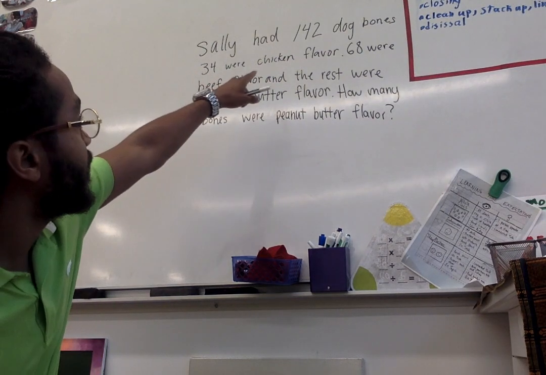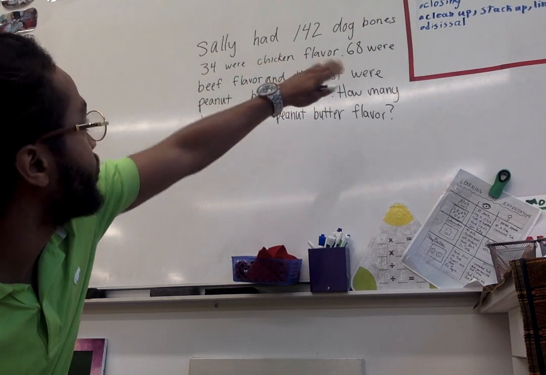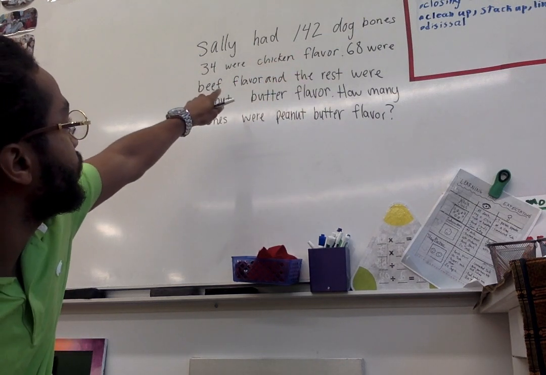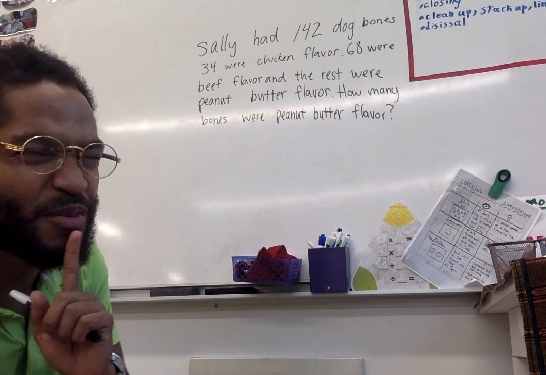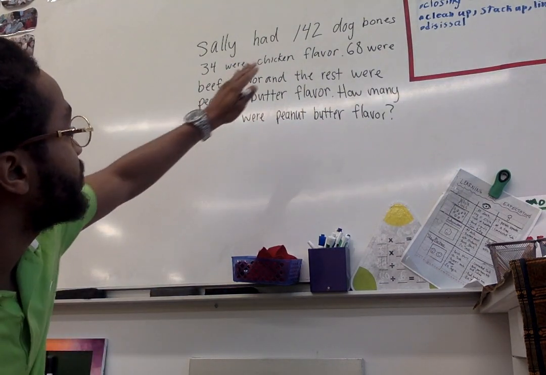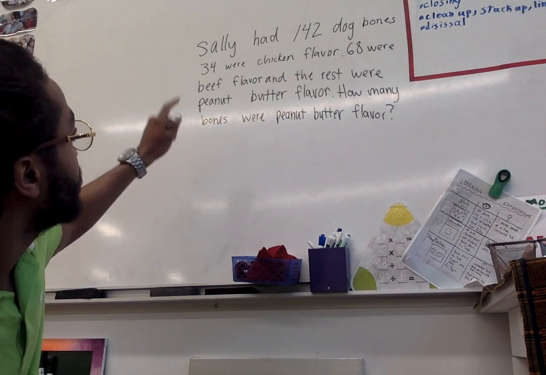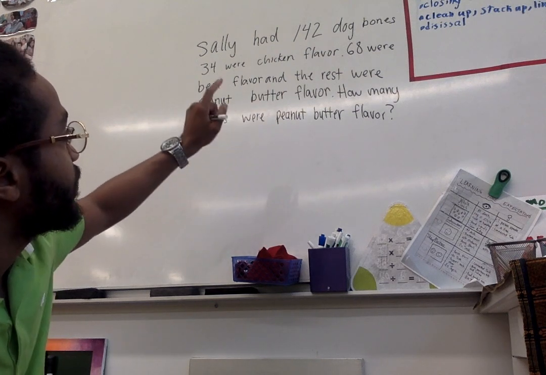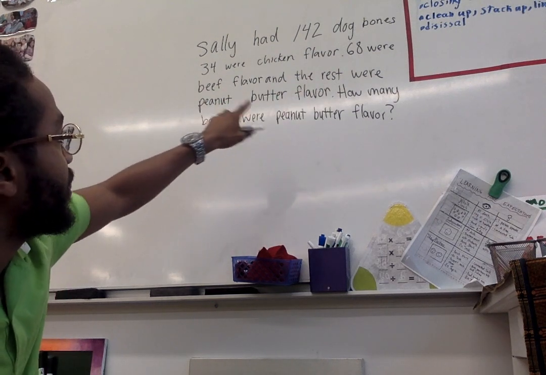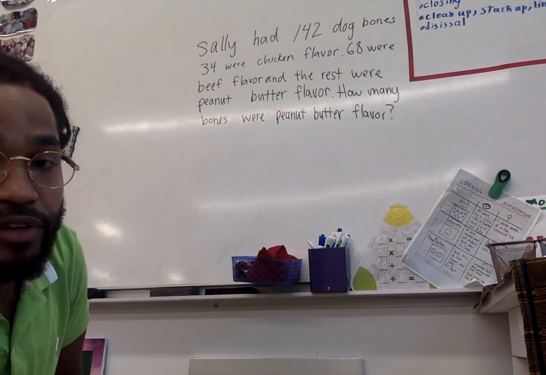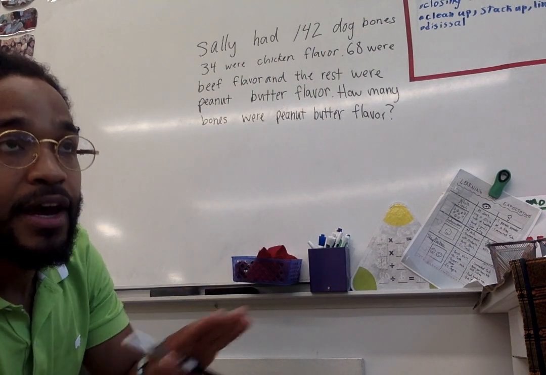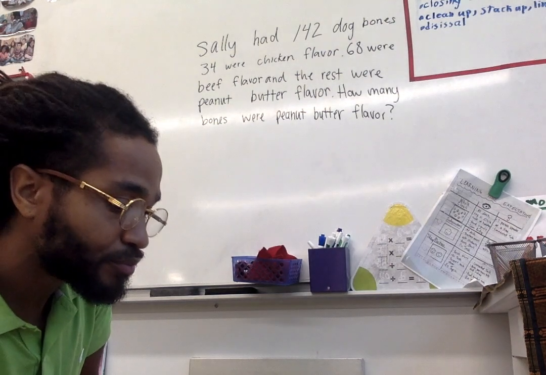So Sally had blank dog bones. See, even Mr. Bonhomme messed up. We all make mistakes. Let's try that one more time. Sally had dog bones. Were chicken flavored. Were beef flavored, and the rest were peanut butter flavored. How many bones were peanut butter flavored? So I didn't say any of the numbers that time.